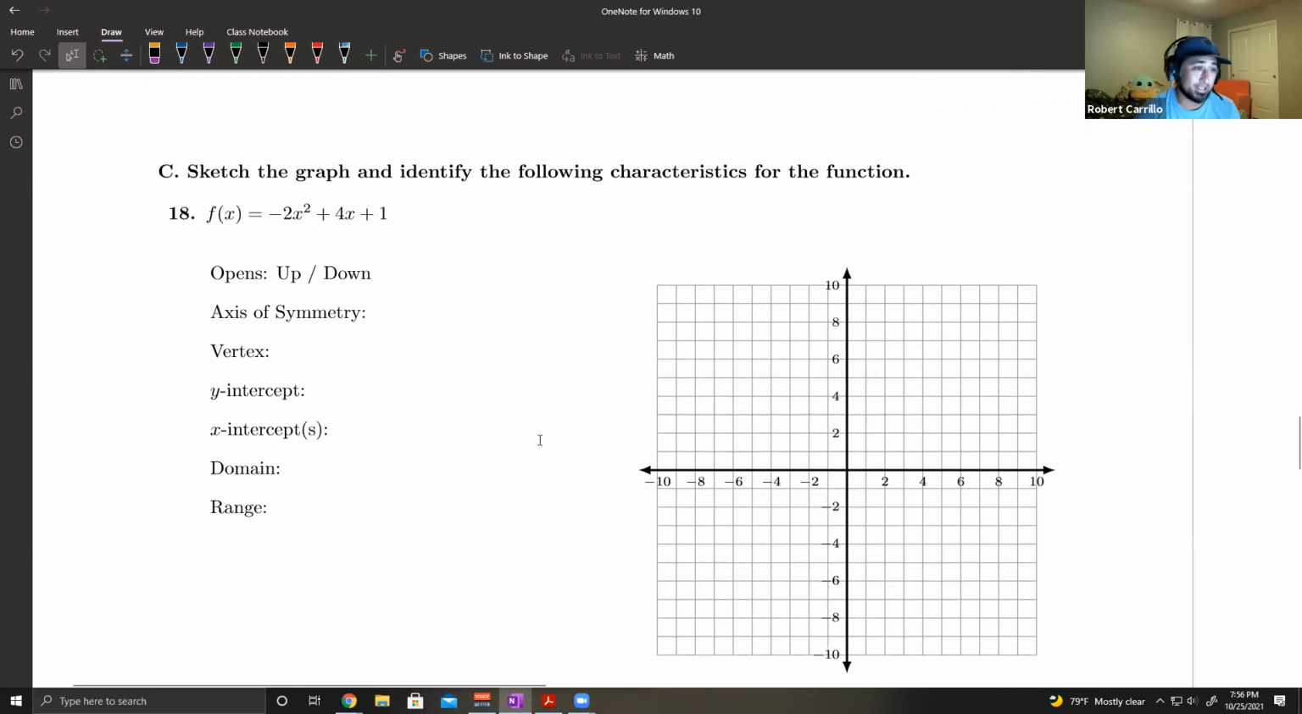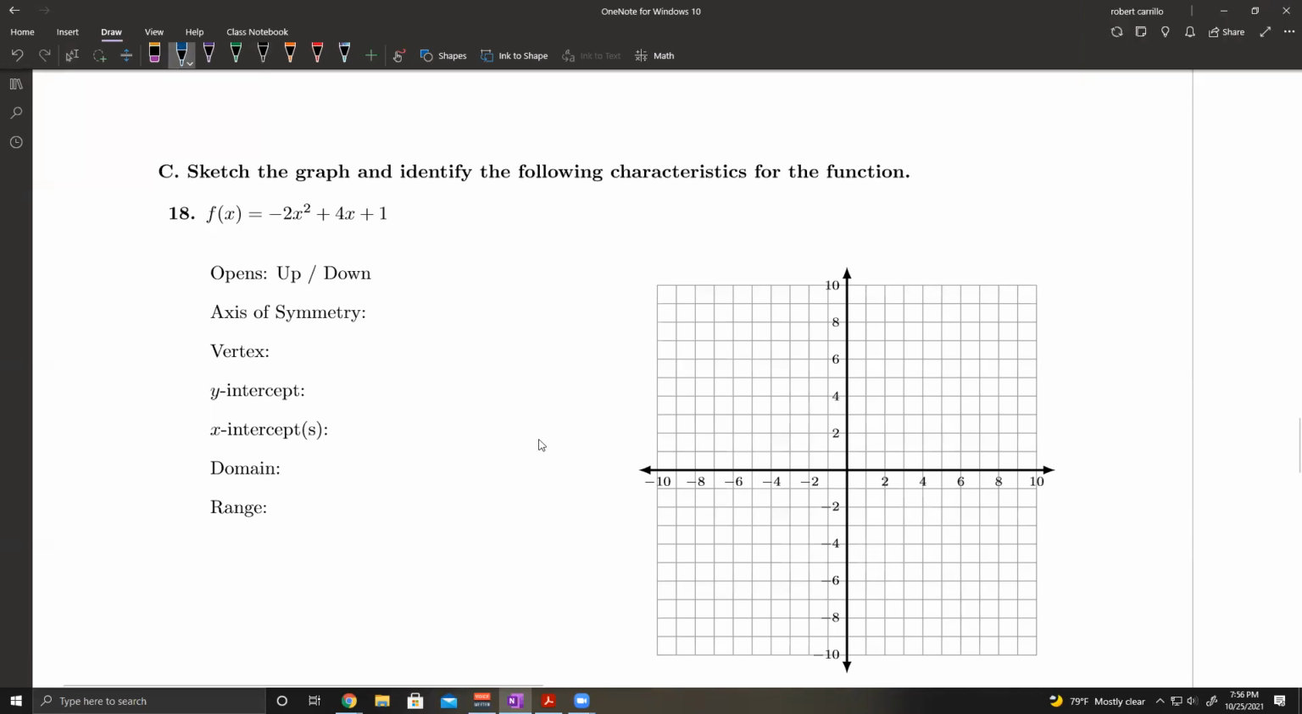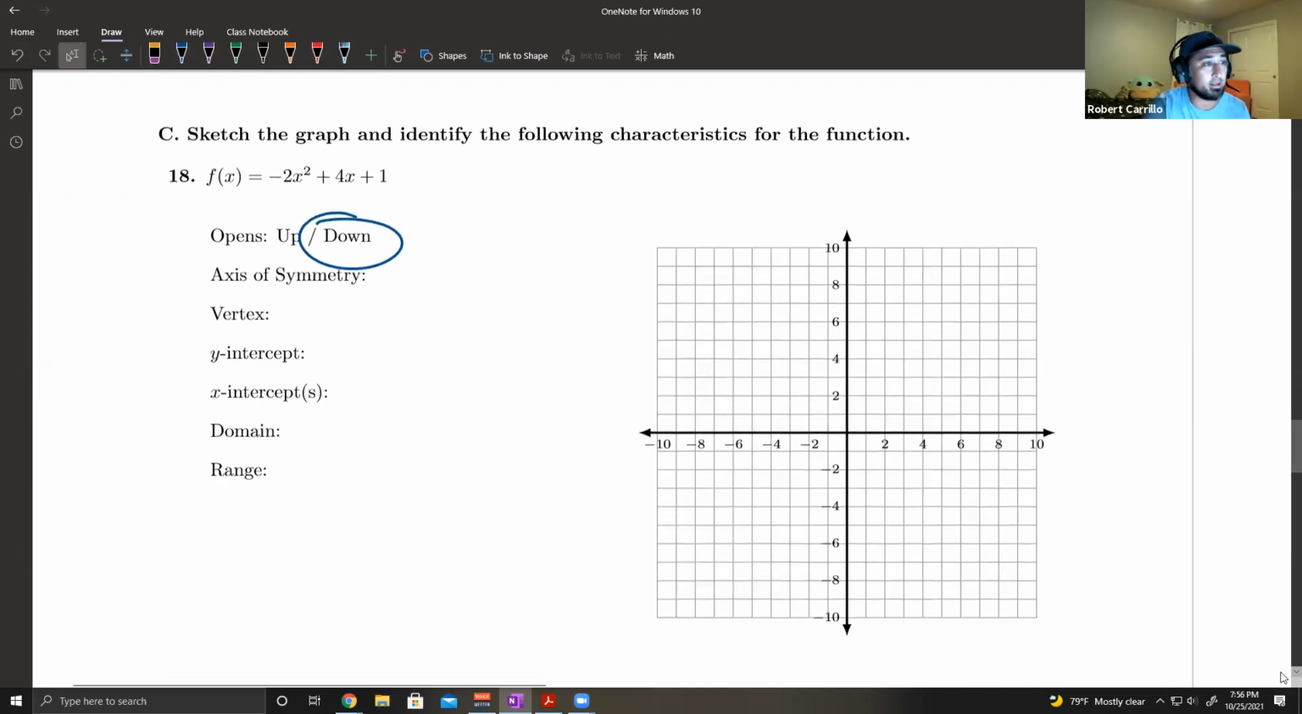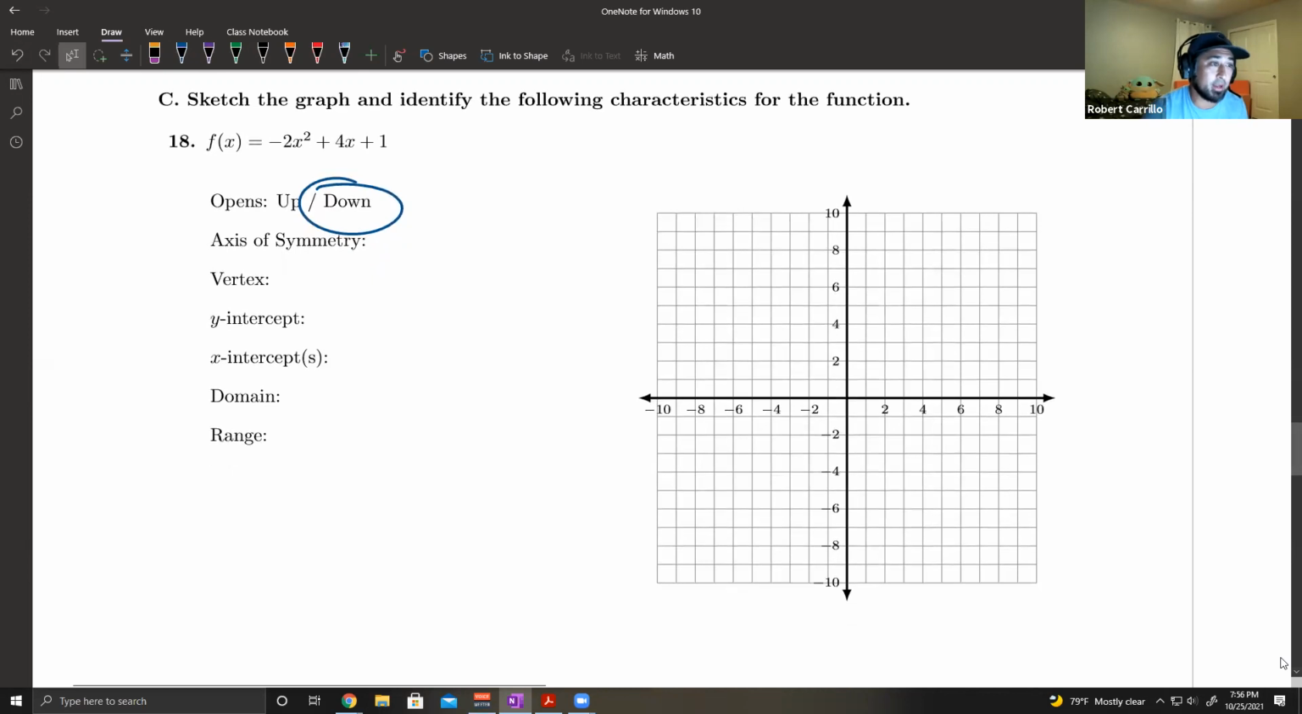Okay, so look at this function. Negative 2x squared plus 4x plus 1. Will this open up or down? Down. This is going to open down because the leading term is negative, right? So we open down. Now we need to find the axis of symmetry. But in order to do that, we need to look for the vertex, right? So let's just go ahead and get this started. Let's list everything we know. What are the values of A, B, and C here?